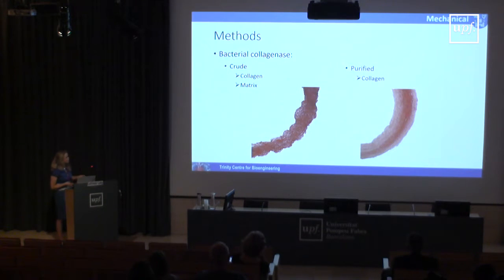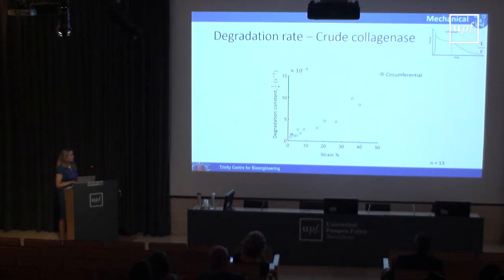Here you can see in the crude, you're removing collagen, but you're also starting to affect the overall structure, having some effect on the matrix. Whereas here you can see the collagen is degraded on the outside there, and you've still some collagen remaining in the center. So you can see it's very selective for the collagen itself. So using this approach and these relaxation experiments, we were able to see the degradation rate in the crude collagenase, this is what we obtained in circumferential and in the axial direction. So we got a linear response in the tissue.